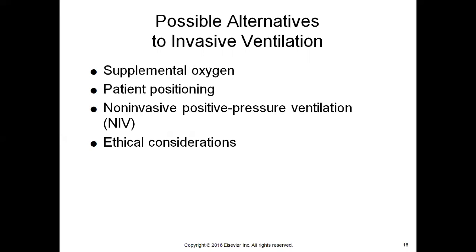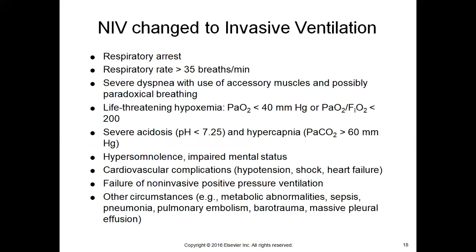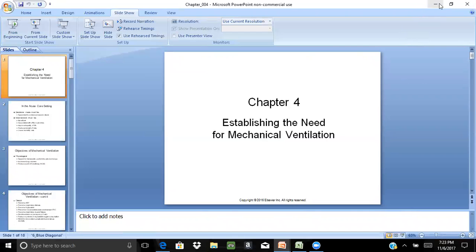So having said that, there are alternatives. We can try oxygen, position them, try non-invasive ventilation, which we often refer to as BiPAP. If we do have indications for BiPAP, it can be that they're tachypneic, that we don't have severe respiratory failure. BiPAP works really well for cardiogenic pulmonary edema. We can turn our PEEP up, things of that nature. But if they're not breathing, not protecting their airway, have impaired mental status, or won't tolerate that device, that's time to put in an invasive airway, intubate them and put them on the ventilator.